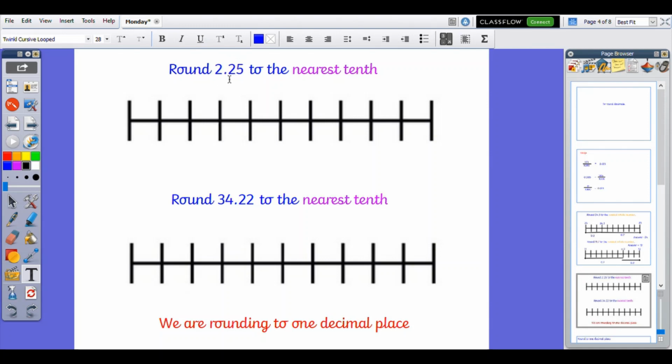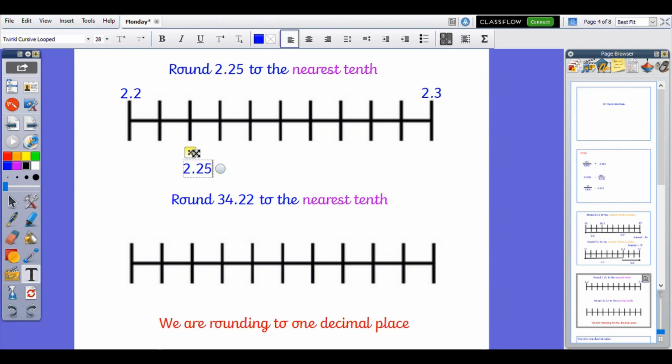So we've got 2.25 to the nearest tenth. So I know that that number lies between 2.2, so I've got my tenth, and 2.3. Okay, 2.2 and 2.3. So 2.2 and 2.3, we need to round 2.25 to the nearest tenth, so we need to plot that on our number line.